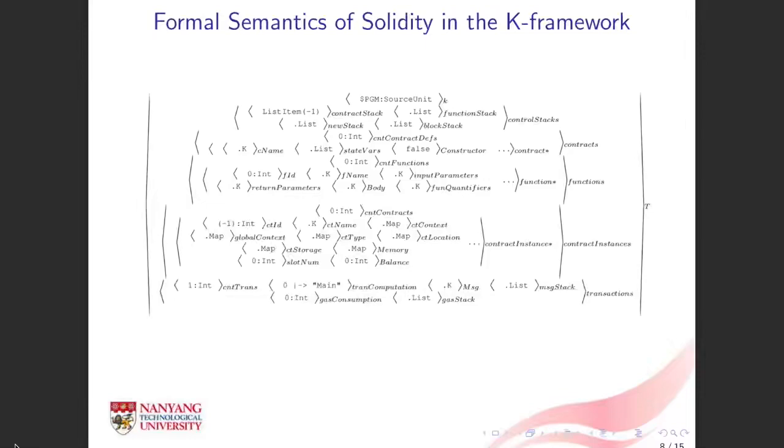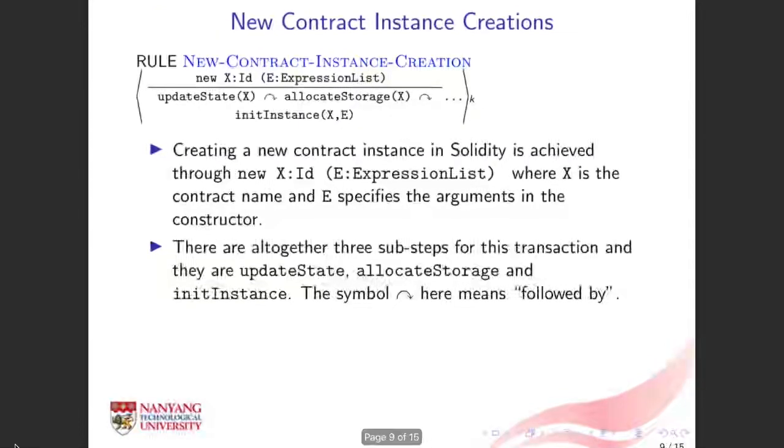In the cell contracts, a set of contract definitions is stored. Each cell contract represents a contract definition and stores the corresponding information. Similarly, the cell function stores a set of function definitions. Each cell function represents a function definition and stores the relevant information. In the cell contract instances, there is a set of contract instances. Each cell contract instance represents a contract instance and records the corresponding information. Transaction information, including gas consumption, is stored in the cell transactions. There are two kinds of transactions for smart contracts, namely new contract instance creations and function calls.